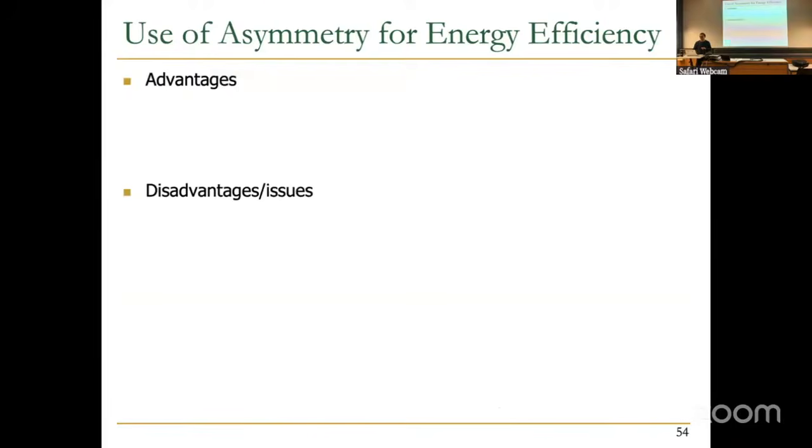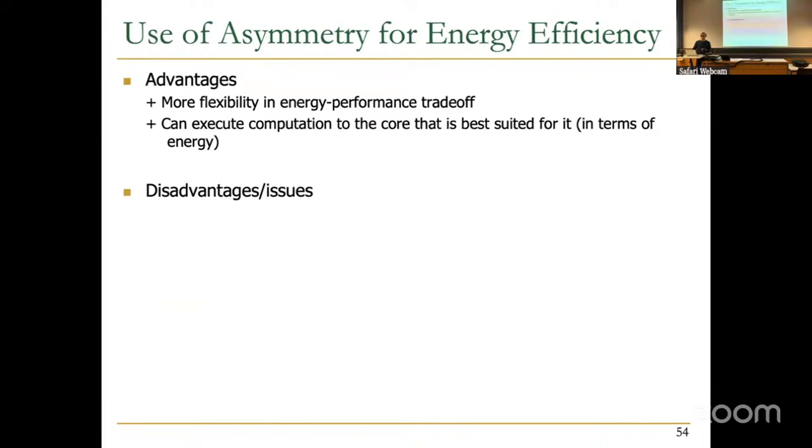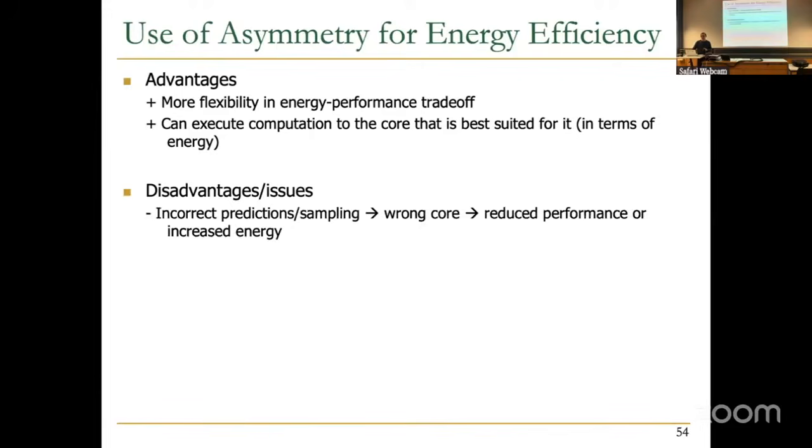That's the paper. Clearly, there are advantages and disadvantages to this. Now you get more flexibility in energy performance trade-off, and you can execute computation on the core best suited for it in terms of energy, right? Assuming you're taking into account energy directly. Clearly, there are disadvantages, but this is true for a lot of heterogeneity.